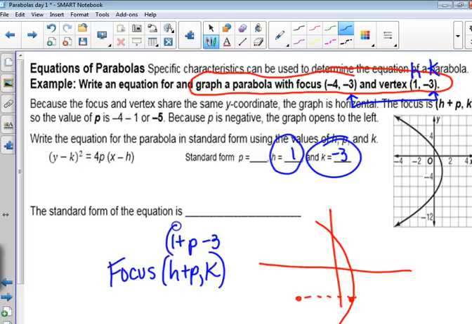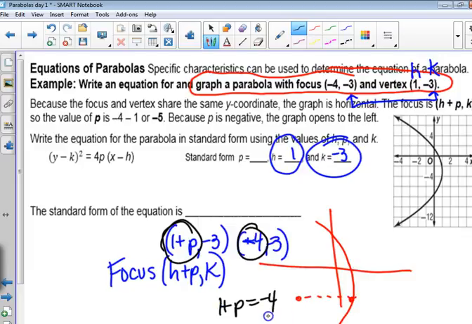Well, you just told me h is 1 and k is -3. So what did they do to get a focus at (-4, -3)? How did 1 plus p become -4? p is -5. I'd rather look at the picture. If this is to the left 4 and down 3, and this one was to the right 1 and down 3, how far apart are they? 5 units, right? But it opened to the left, so p is -5. Does that kind of make sense when I explain it that way, so we could find the p? Otherwise, you can follow the recipe.